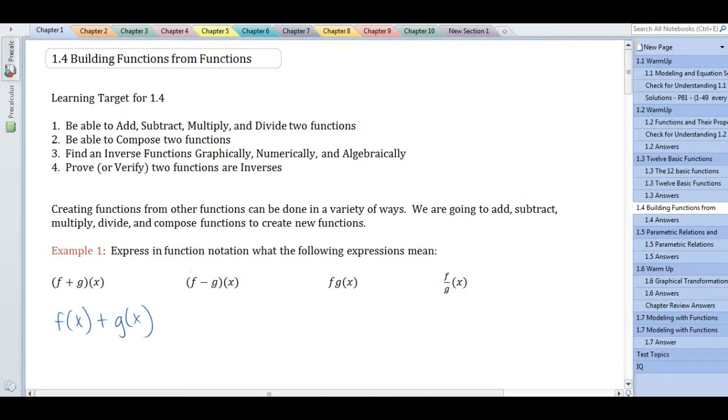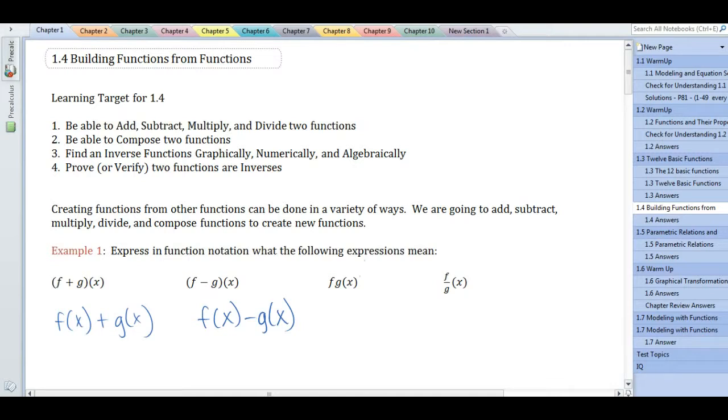Same thing here. This would be f of x minus g of x. So just subtract the two functions. Watch out, maybe you have to distribute the negative through g of x, or maybe not. But again, this is subtracting two functions and leaving your answer in terms of x. So wherever the variable is, it should be an x.